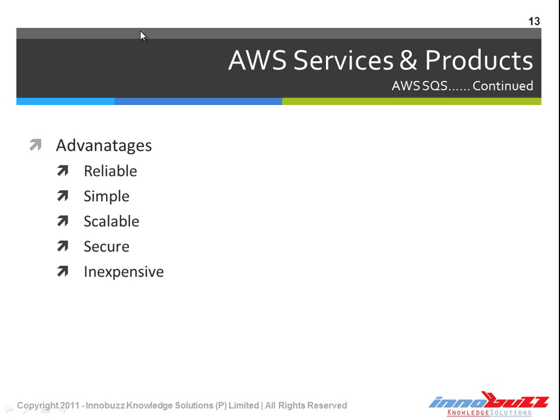And it is secure. It always transfers the data through SSL and in encrypted format, so it's always secure. And it is inexpensive. Instead of setting up, managing and configuring hardware for a queuing service, it's better to have the service running under the AWS cloud, and we don't need to spend money on setting up the hardware and managing it. Everything will be taken care of by AWS SQS services.